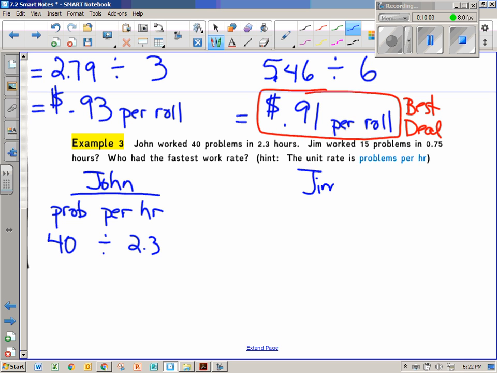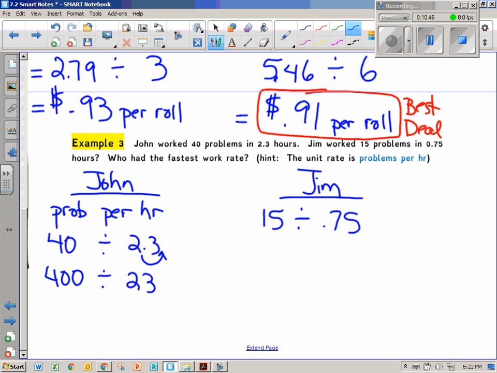And Jim, we still want problems per hour, and he's 15 problems per 0.75 hours. So remember, when we discussed how to work with decimals, we talked about how the divisor has to be a whole number. So the divisor, 2.3, you're going to have to make it 23. That's moving the decimal one place to the right. So if you do it for the divisor, you have to do it for the dividend. So that would become 400. Now you can just divide 400 by 23.